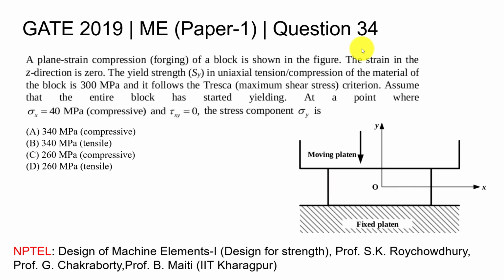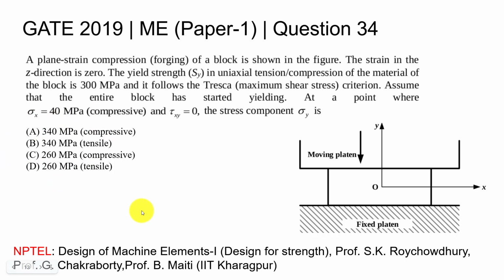So what is given is the strain in z direction is 0 and the yield strength in uniaxial tension or compression of material is 300 MPa, and it follows Tresca's or maximum shear stress criteria. So we have to assume that the entire block has started yielding at a point where sigma x is equal to 40 MPa compressive and your shear stress is 0, and we have to find what is the stress component sigma y. So you are given 4 options.